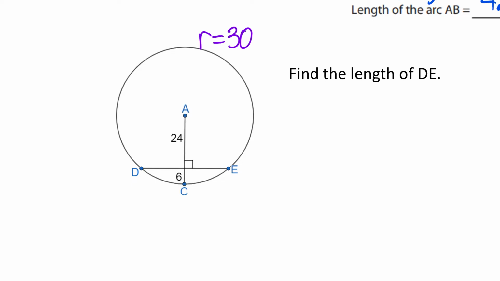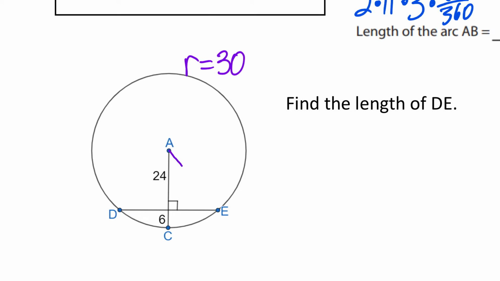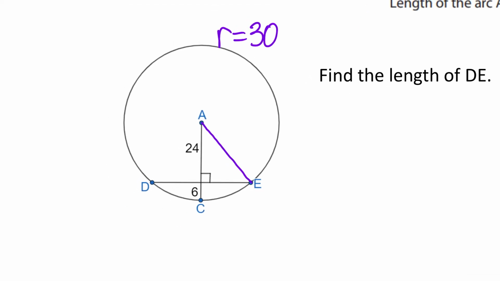So here's what I'm going to do now is I'm going to draw a radius, another radius in there because right now AC is one radius. I'm going to draw another radius from A to E like this. Okay, so if it's 30 from A to C, how long is it from A to E? Yeah, it's the same, right? Because they're both a radius. So this is just 30 right here.